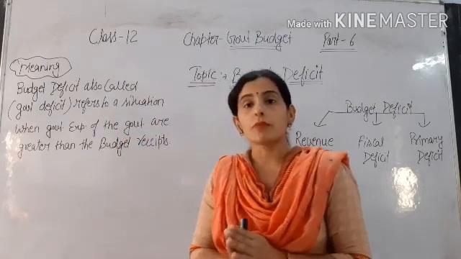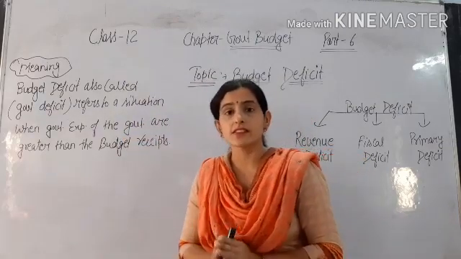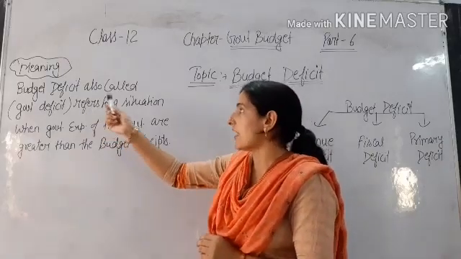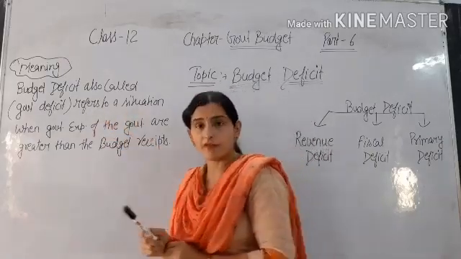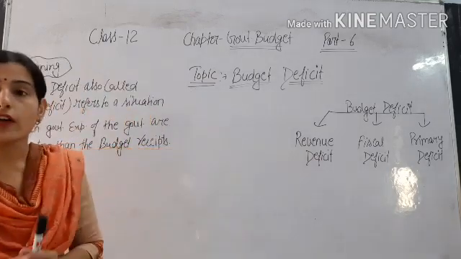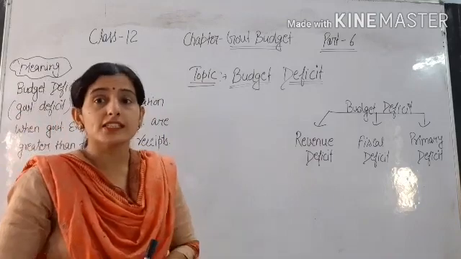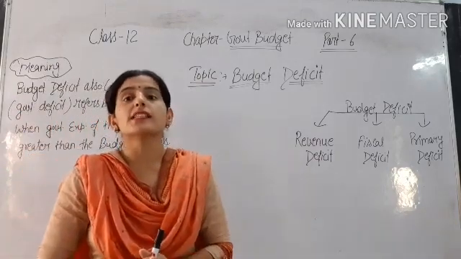So about budget deficit we have already discussed in our earlier video. What is budget deficit? Budget deficit is also called government deficit. When government expenditure is greater than government revenue, or we can say receipts, then there is budget deficit.